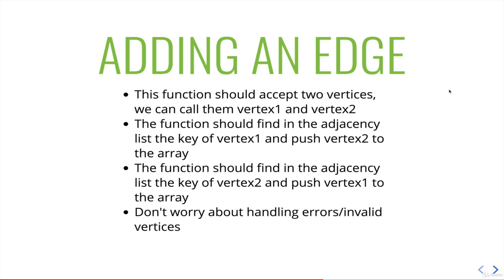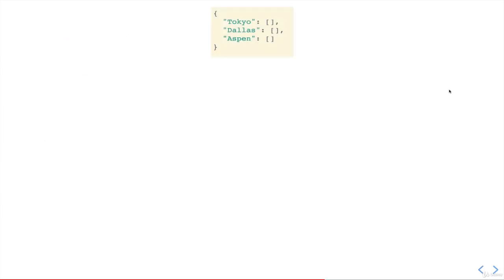And don't worry about handling errors. If somebody enters an invalid vertex, or if that edge already exists, don't worry about that for now. Let's just get the basics. This is really more about fundamentally how this all works. So let me just show you roughly how it would work.